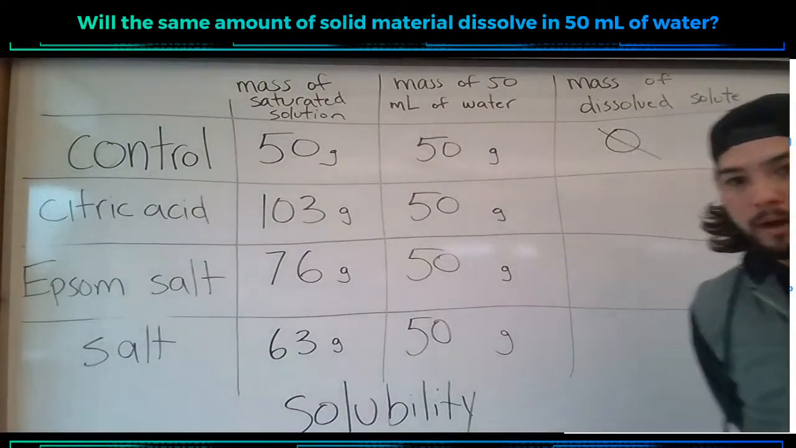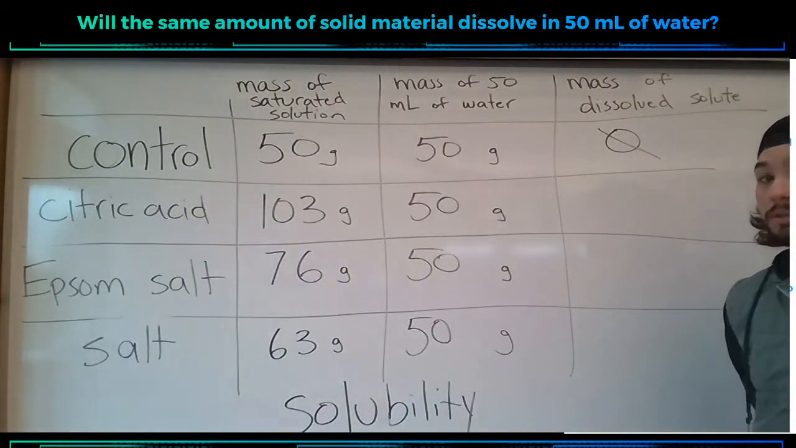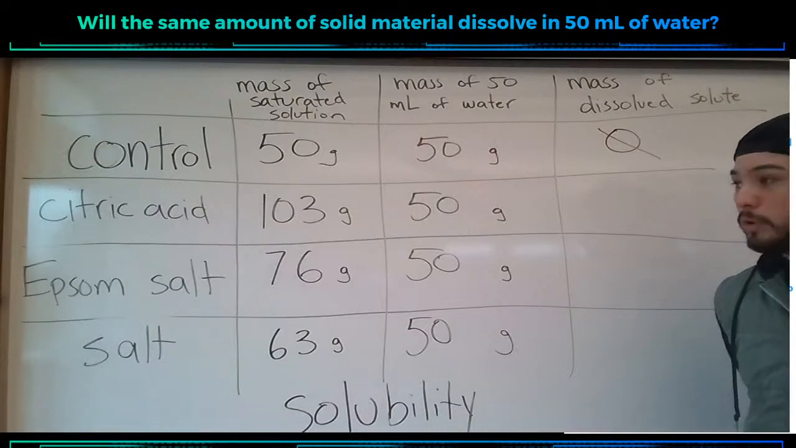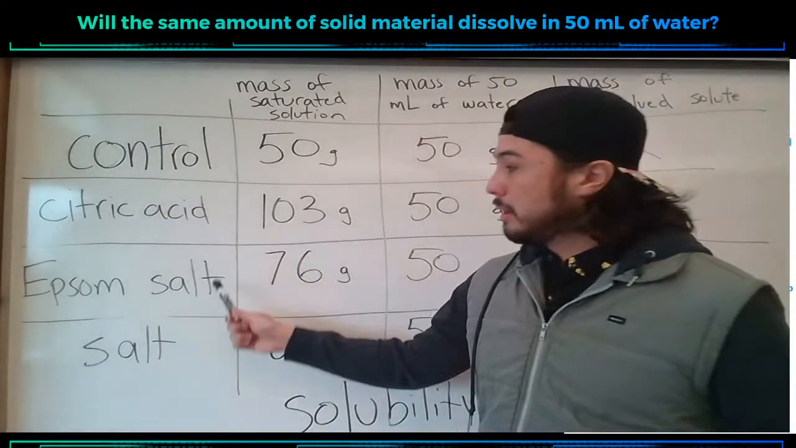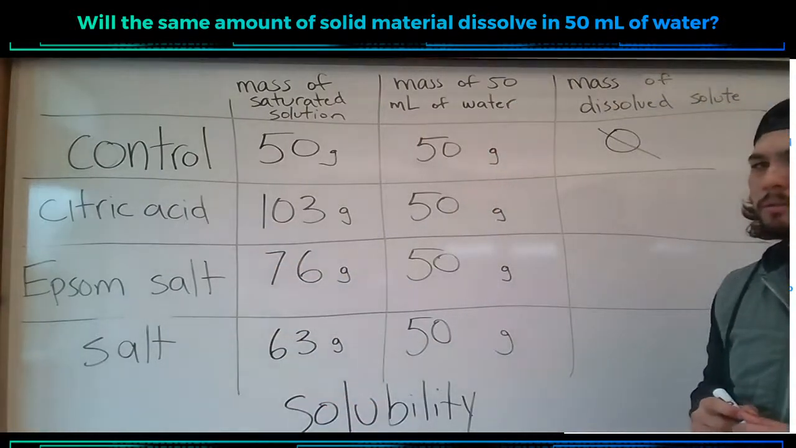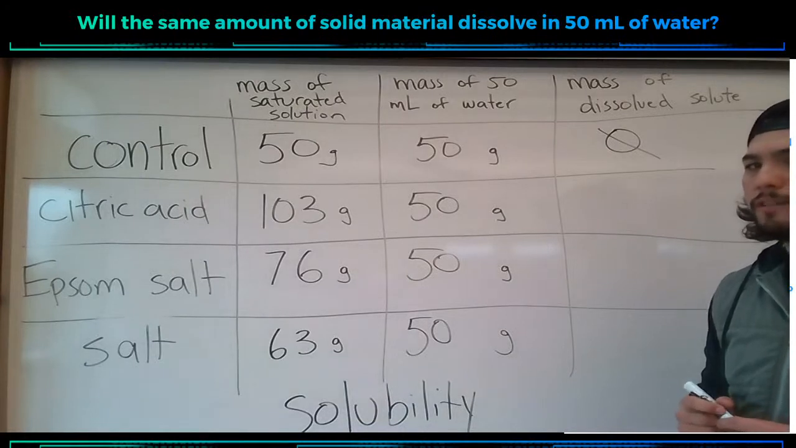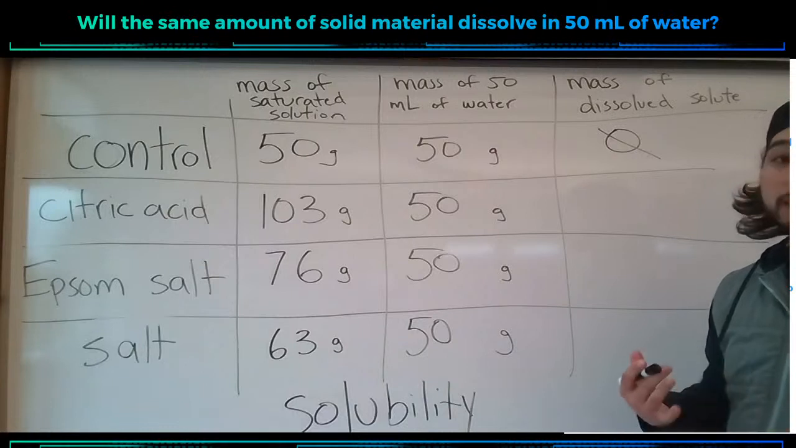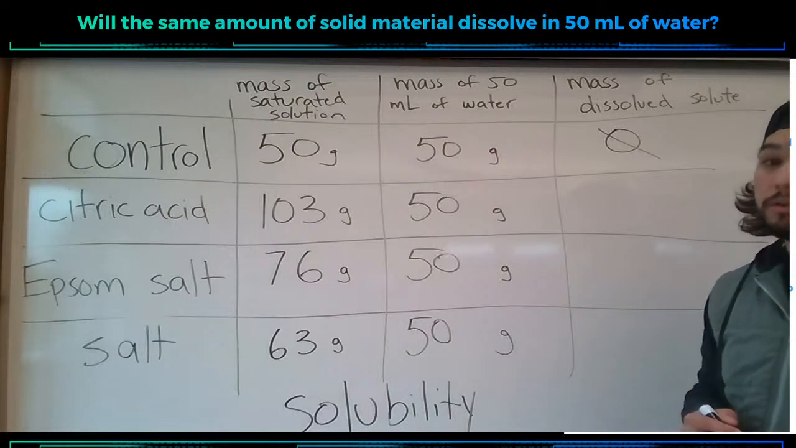So think about which is the most soluble. Which substance had the most mass dissolve into 50 milliliters of water? Which one had the second most? Which one had the third most?